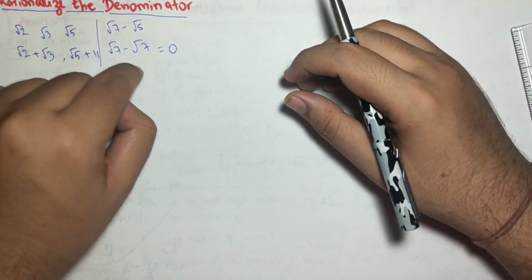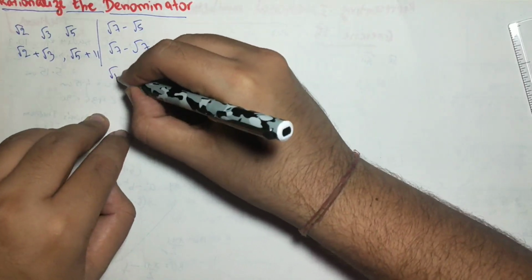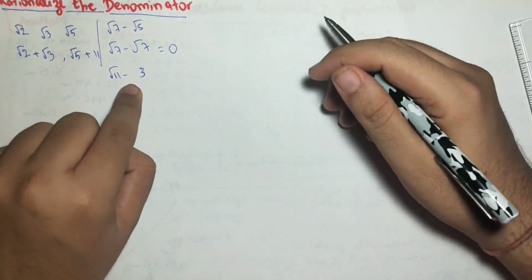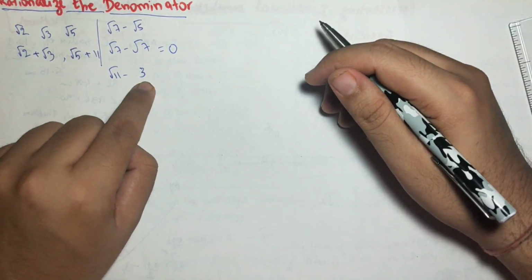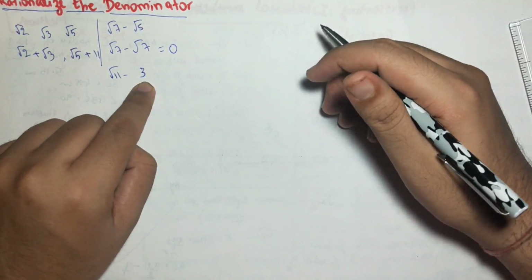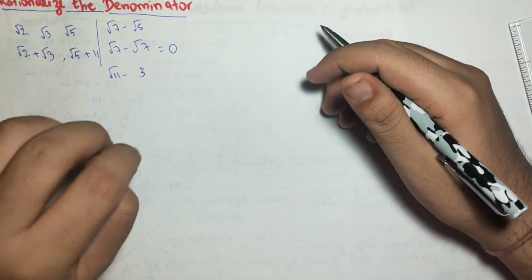Subtraction of an irrational number and a rational number. Suppose root 11 minus 3. Nothing will happen. As I have said, they are not like terms. Now what if both are like terms?